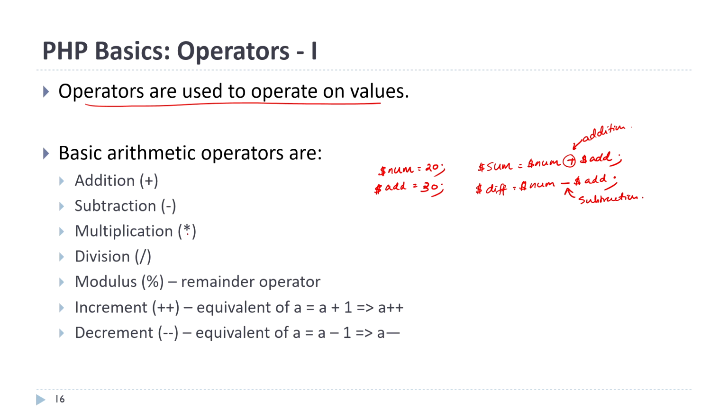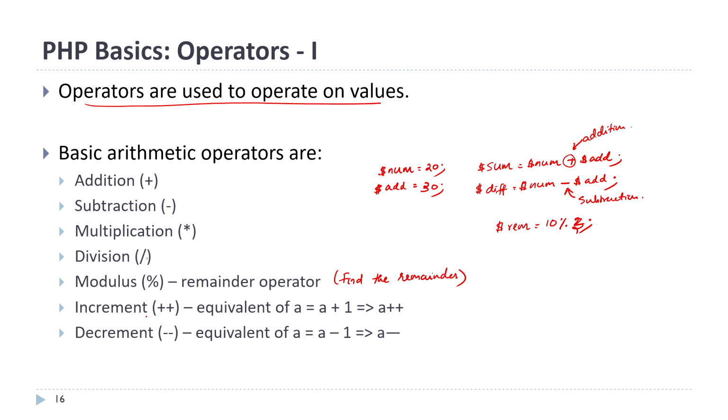Same way, asterisk is for multiplication, slash is for division, and percentage is called the modulus, the remainder operation. So, this basically says find the remainder. If you say $remainder is equal to 10 mod 2, what is the remainder of 10 divided by 2? There is no remainder. If I do 10 mod 3, then the remainder value will be shown as 1.